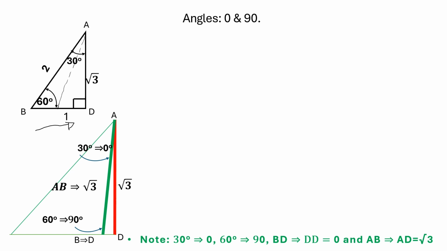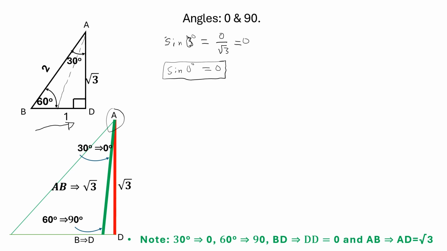With this, we can find our sine, because this is for 0 here. Sine of 0 degrees is equal to opposite. The opposite is now BD, which is 0. That's 0 over root of 3, and that gives us 0. So sine 0 degrees equals 0.